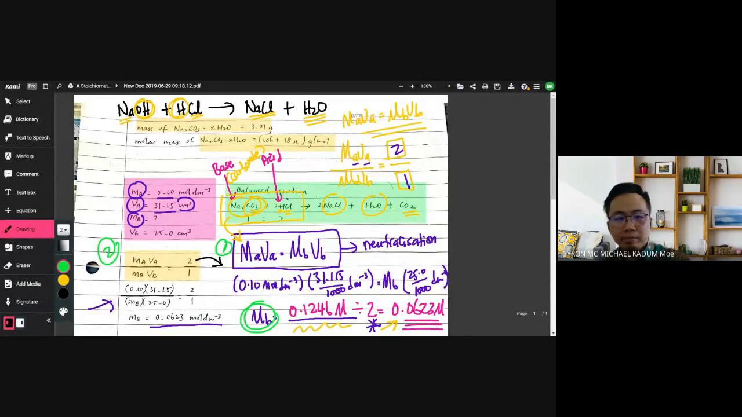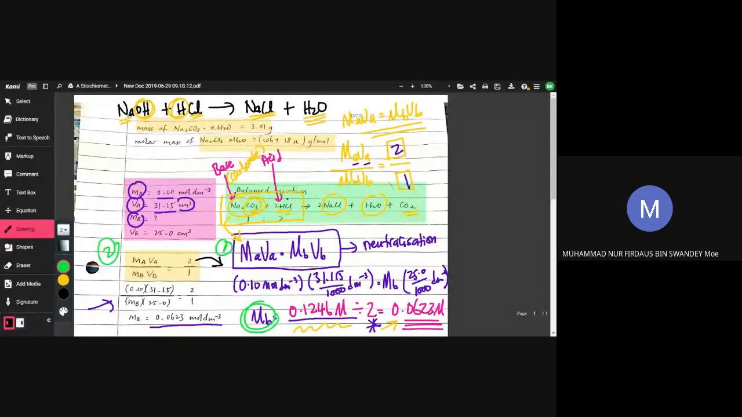Firdaus, mana yang pening? Boleh bagi tahu sekarang? Kalau cara pening saja saya tidak boleh bantu. Kena bagi tahu mana part yang perlu diterangkan. Nanti saya cuba tengok recording.